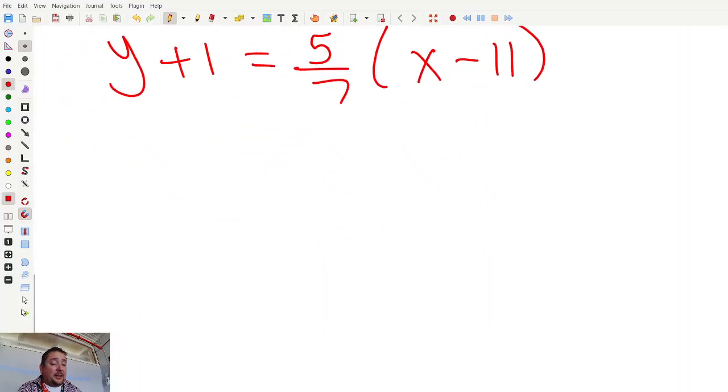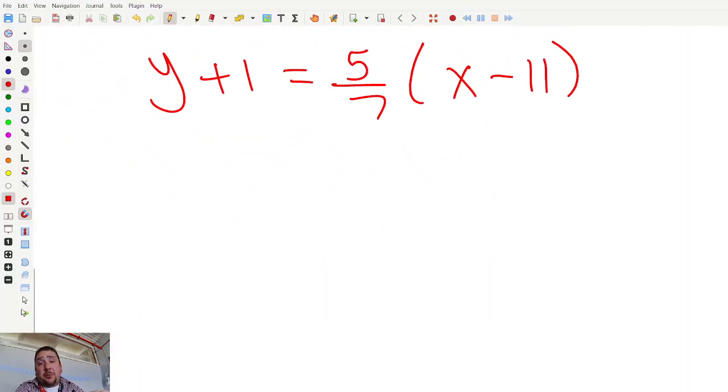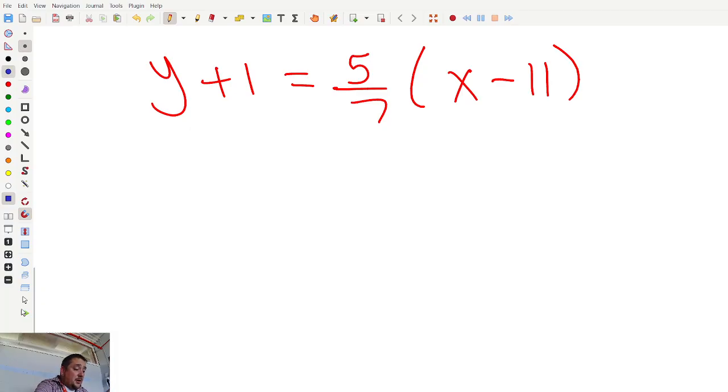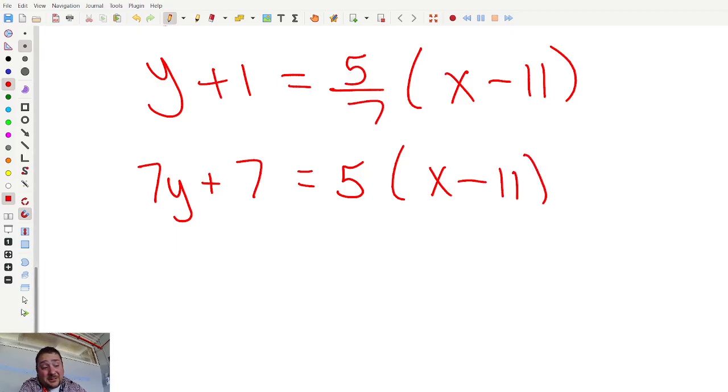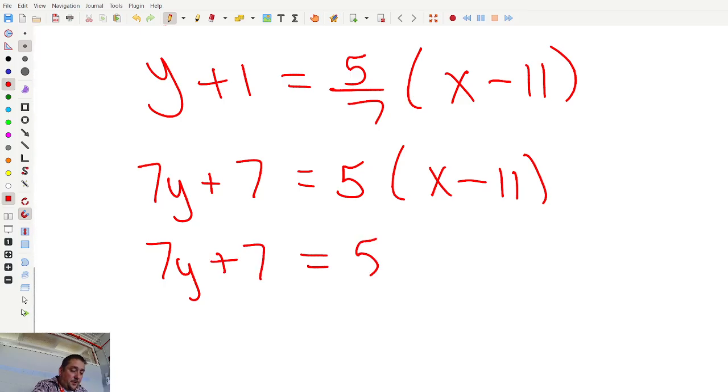I'm going to have an algebra conversation with you guys right now. I could distribute 5/7 all day and night. I'm going to alternatively first multiply by 7 everywhere. When I do that, this becomes 7y. That's easy. This becomes 7. That's easy. And when I multiply 5 sevenths by 7, it just becomes 5, which is easier than 5 sevenths. Now I just need to distribute 5. So I have 7y plus 7 equals 5x minus 55.